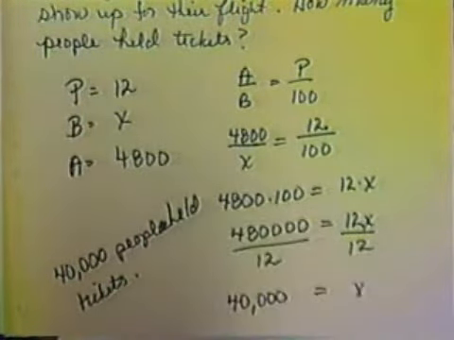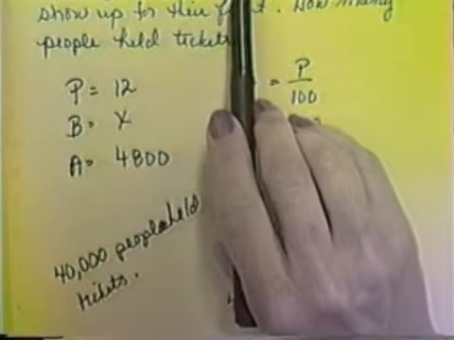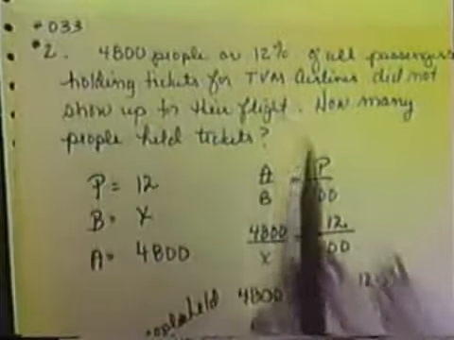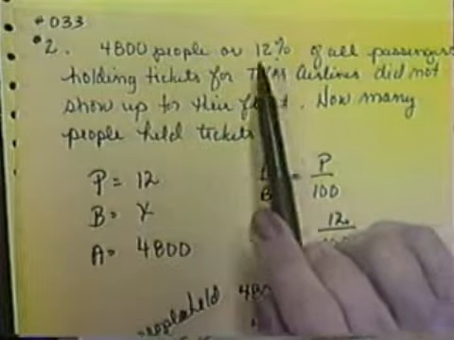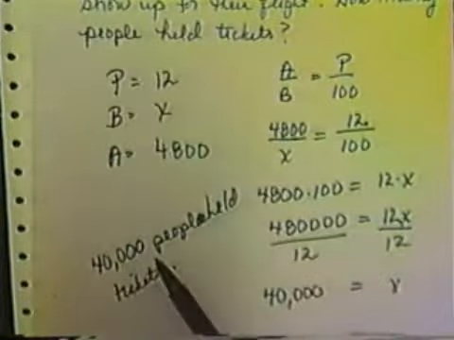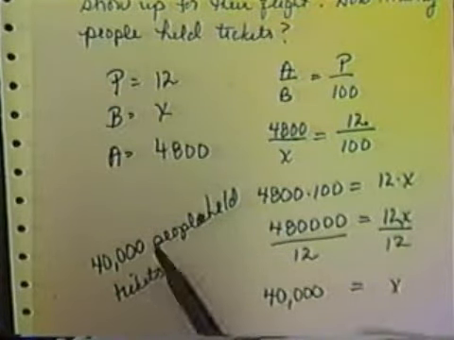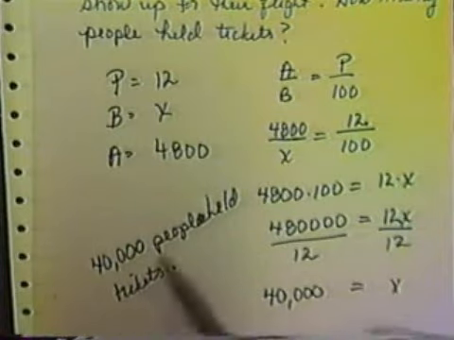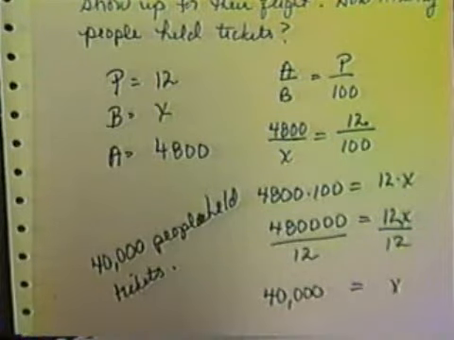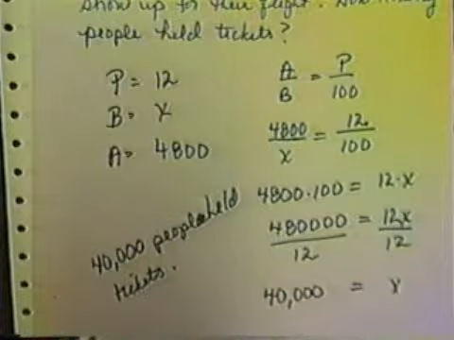Now, does this make sense? If we had 12%, that's not a big amount. There were 12% that didn't show up. Does 4,800 out of 40,000 sound about right? Yeah, because 4,800 is not a lot compared to 40,000. 4,800 to 40,000 is more than 10%.